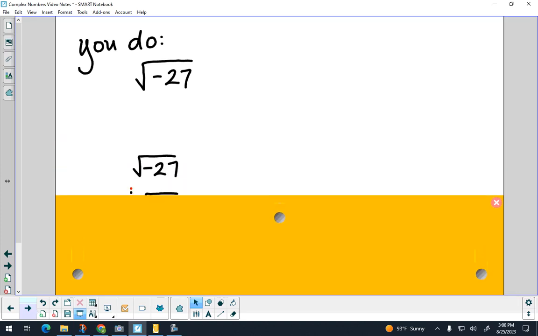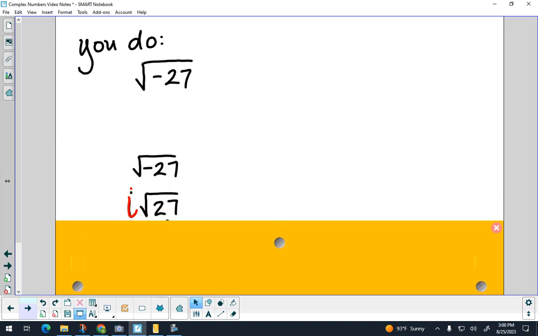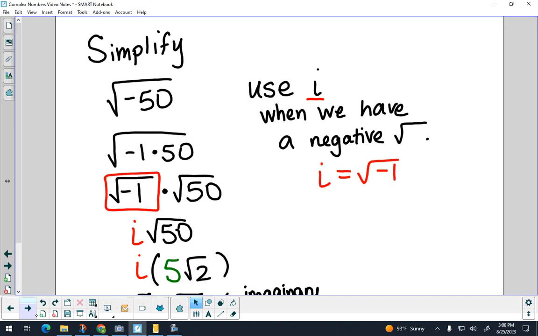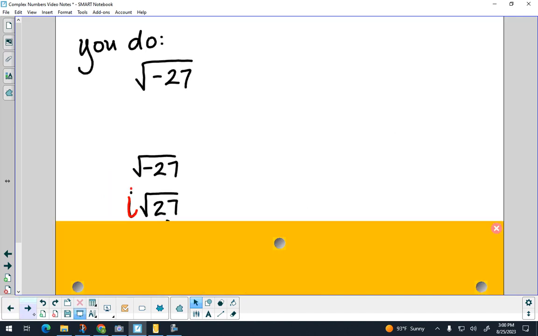All right, hopefully you paused the video. So one of the conversations we just had is that when we have a negative number, we can go ahead and pull that i out, okay? Just like we just did on this previous screen, we're going to go ahead and pull this i out to begin with and then break down the square root of 27. So at this point, you should be writing down your perfect squares every time until you have them memorized. Hopefully, at some point you will have them memorized.